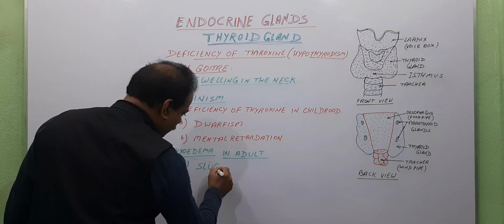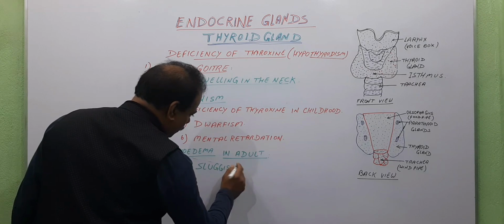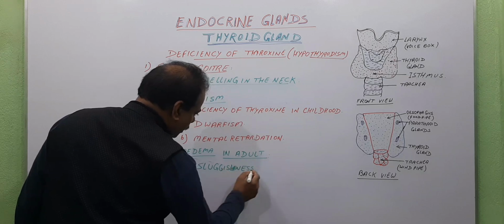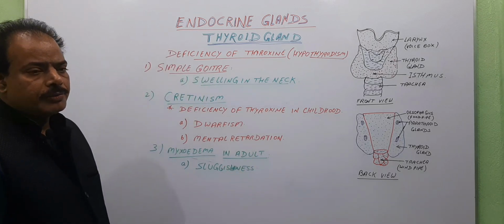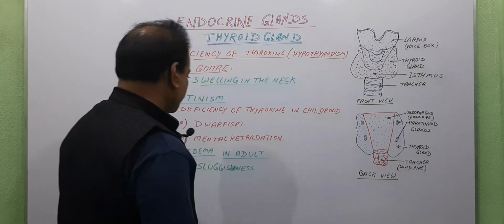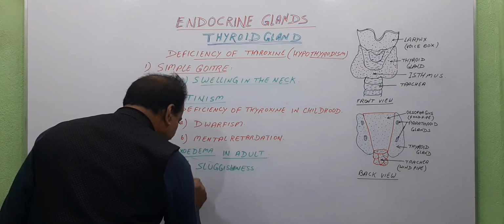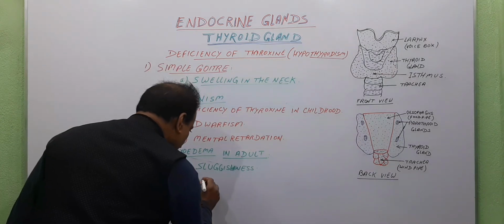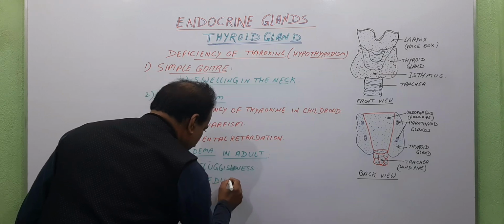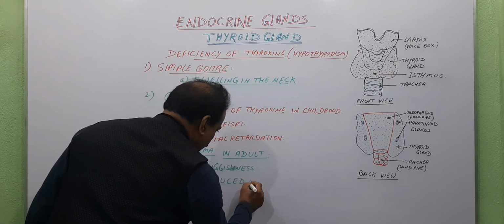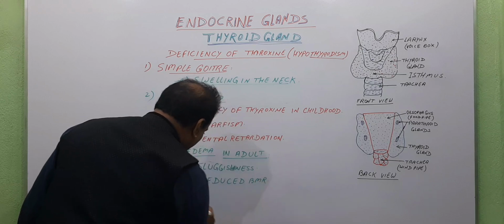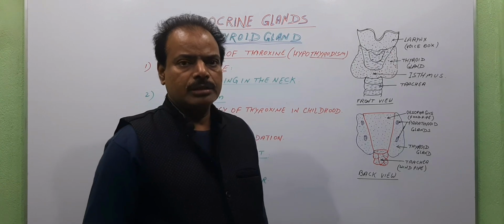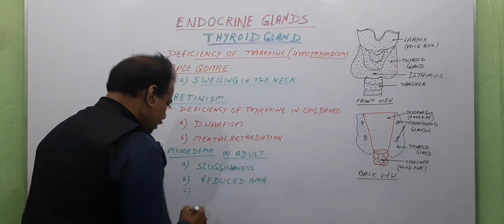sluggishness, which means the person becomes very lazy or dull. And number 2, BMR is reduced. And number 3, swelling in the hands and face.